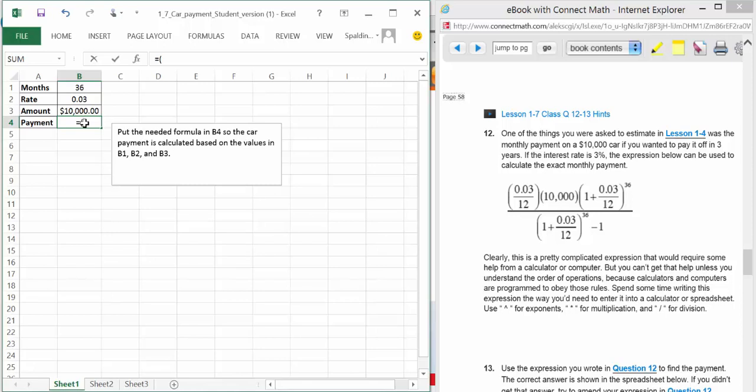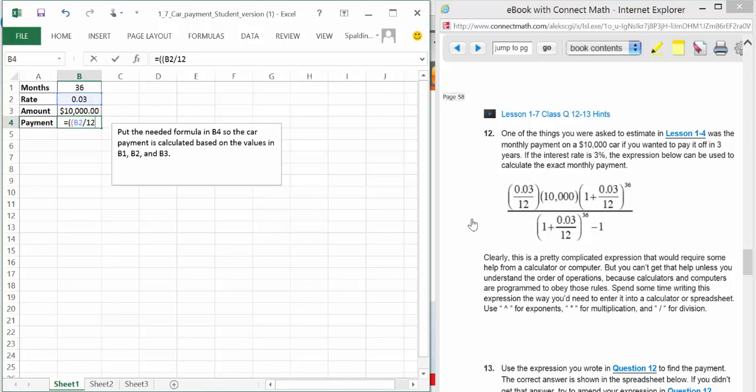So I'm going to put a set of parentheses, and we want this to be a dynamic formula, so that we can change the rate from 3% to 4% to 5% or whatever the interest rate is that we want to use. So instead of typing in 0.03, I'm going to click in the cell that contains that rate. And we can change the rate later if we want. I'm going to say divided by 12.